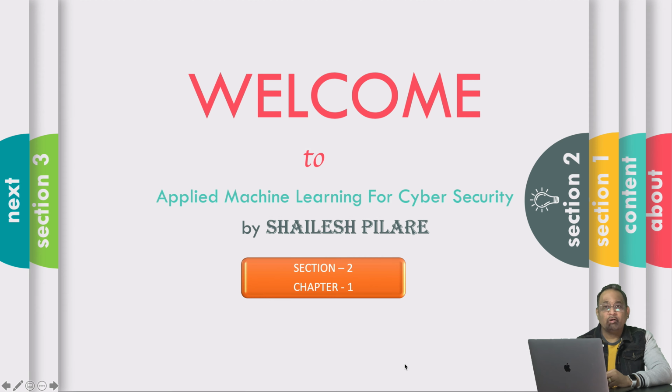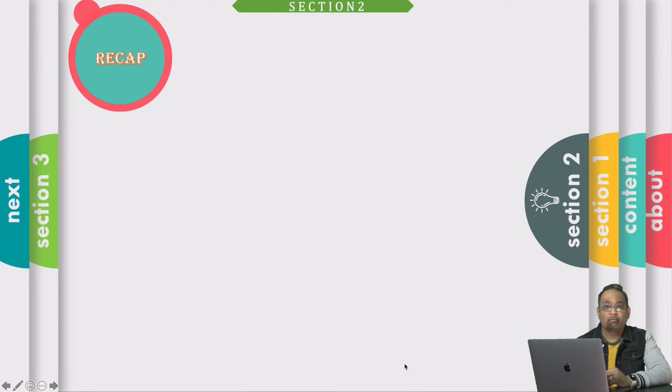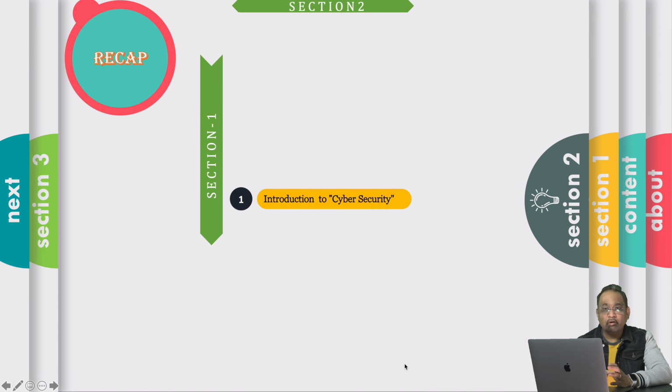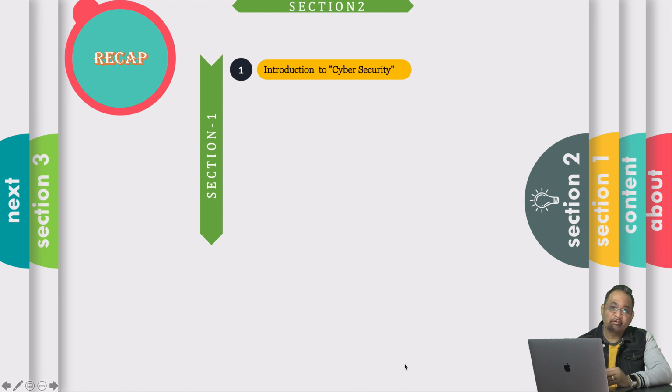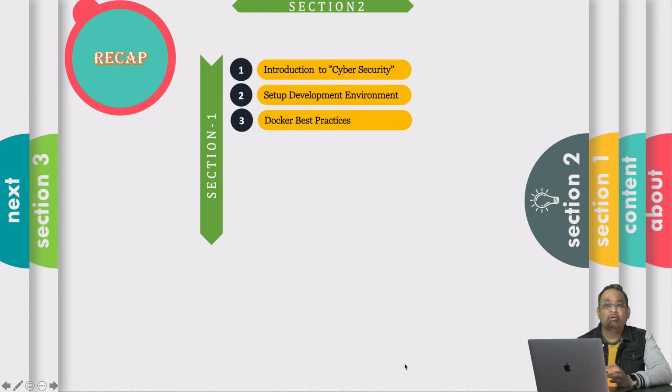A quick recap of what we covered so far in section 1. First, we had a brief intro to cybersecurity and learned about the different types of cyber threats and the importance of machine learning in the cybersecurity domain. Then, we set up our development environment using Docker, Conda, kubectl and IntelliJ. After that, we created the Docker images, discussed best practices around Docker development and applied them in practice in order to optimize the size of the Docker image.